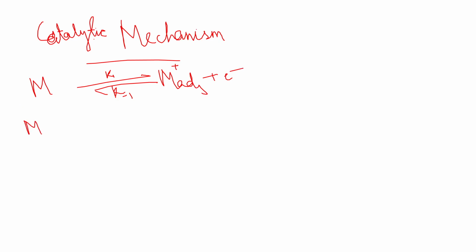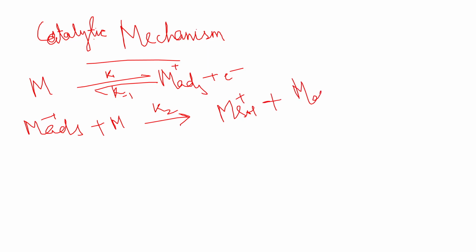In the second step, if you see, what does M-adsorbed do? It will convert the metal species into the solution species M solution plus, without getting consumed. M adsorbed is not getting consumed here. Instead, we can say it is basically just catalyzing the reaction. It is not used up in the reaction.